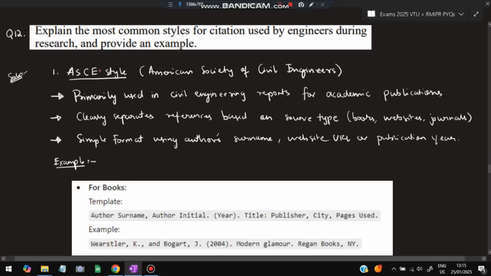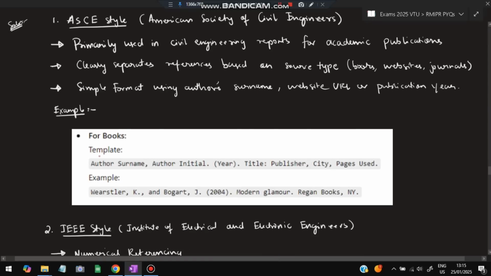First one is ASCE, which is the American Society of Civil Engineers. This style is used by civil engineers in America, primarily in civil engineering reports and academic publications. It clearly separates the references based on the source type. Based on whether it is a book, website, or journal, the format will differ. It has a very simple format using the author's surname, website URL, and publication year. One example for books I have mentioned here. This is the template. First, the author's surname will be written, then the author's initial, year, the title, publisher city, and pages used. So here it is Wiersler K, Bogart J, and the year is 2004. Modern Grammar, Regan Books, New York. Okay, so this is the example of ASCE.